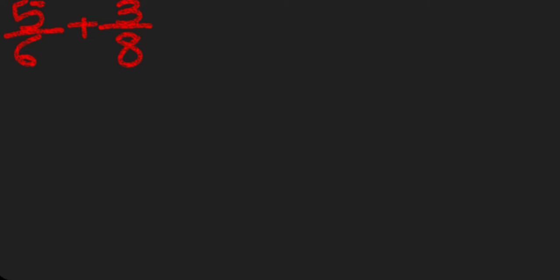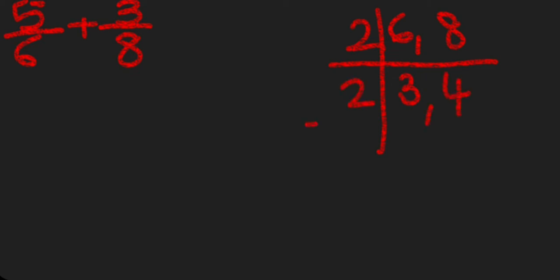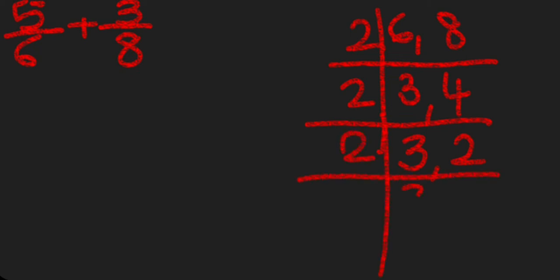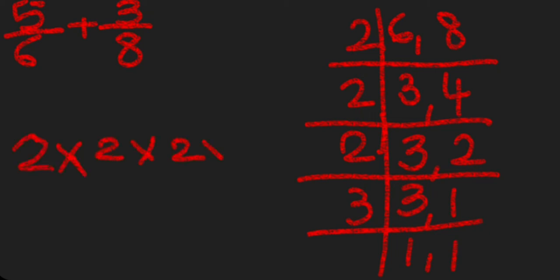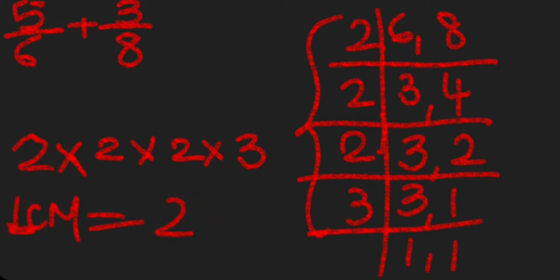So I'll find the LCM of 6 and 8. Let's see, LCM of 6 and 8 will be: 2 3s are 6, 2 4s are 8. Again 2 1s are 2, 2 2s are 4. Again 2s are 3 1s are 3, and 1s are 1. So my LCM is 2 into 2 into 2 into 3, the product of all these numbers. So 2 2s are 4, 4 2s are 8, 8 3s are 24. So my LCM is 24.